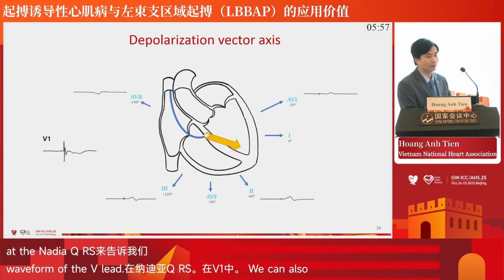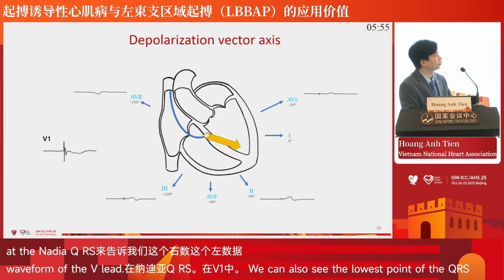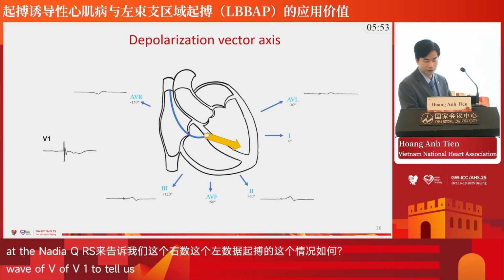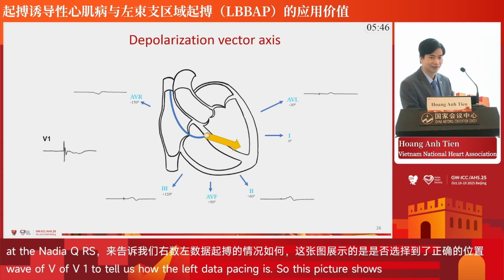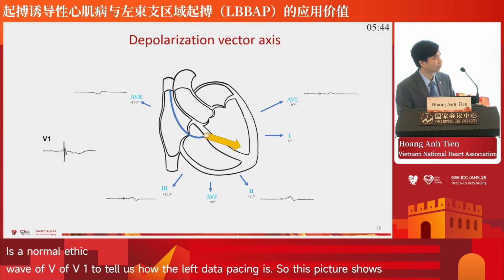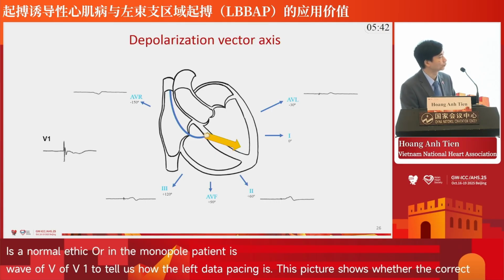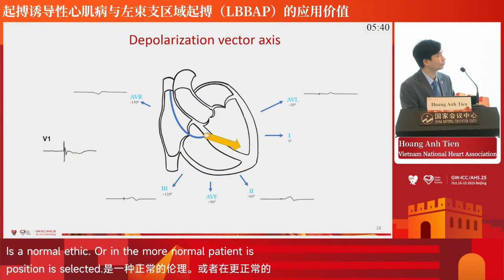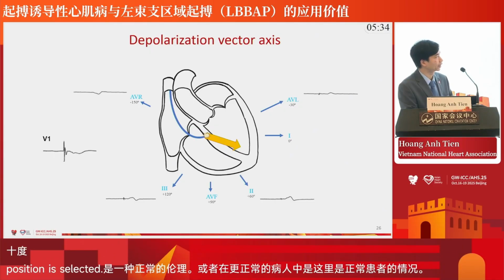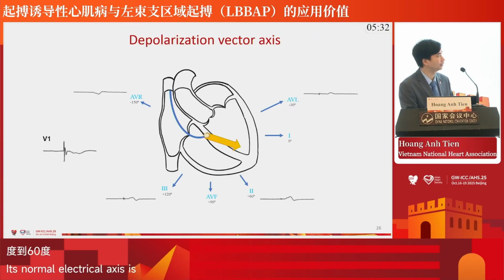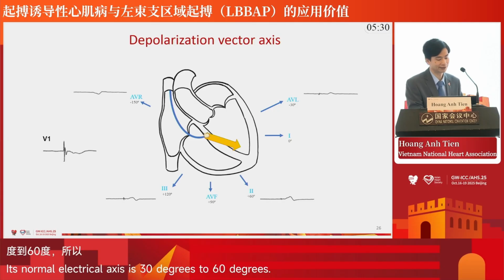And so here it demonstrates that when we choose the right position, it can give a normal axis, as in a normal patient. The normal axis is from 30 degrees to 60 degrees. So it's very physiological because it's similar to normal pacing.